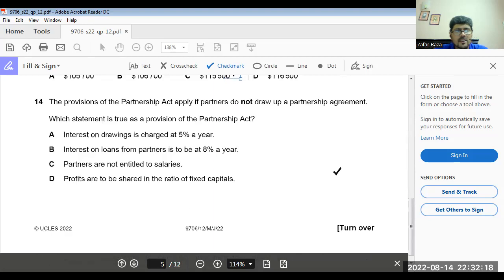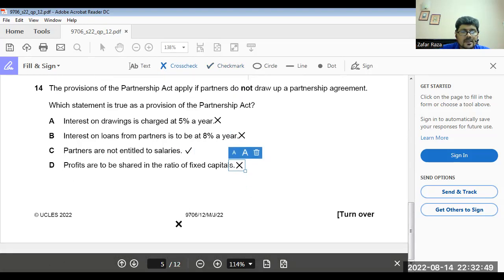Now, question number 14. The provisions of the Partnership Act apply if partners do not have a partnership agreement. Which statement is true as provision of Partnership Act? If partners do not have any written partnership agreement, interest on drawing is charged at 5%? No. Interest on loan from partners 8%? No. Partners are not entitled to receive salaries. This is correct. Okay, profit to be shared in the ratio of fixed capital? No. No. So C option should be the answer.